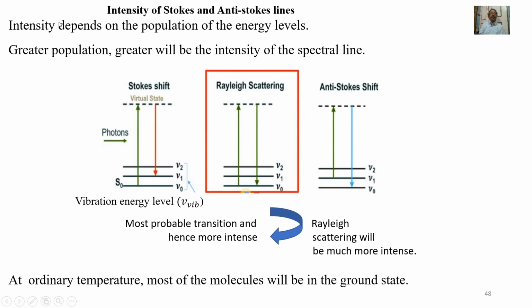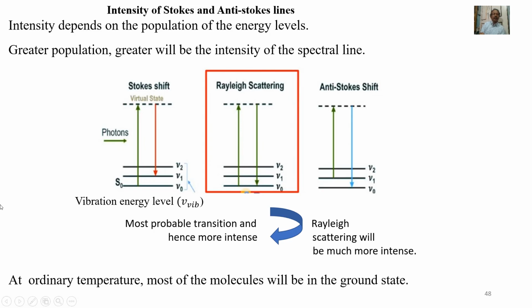Intensity of Stokes and anti-Stokes lines. The intensity depends on the population of the energy levels. Greater the population, greater will be the intensity of the spectral line. Look at the Rayleigh scattering. This is elastic scattering in which there is no loss of energy, the most probable transition, and hence more intensity. So Rayleigh scattering will be much more intense. At ordinary temperature, most of the molecules will be in the ground state.